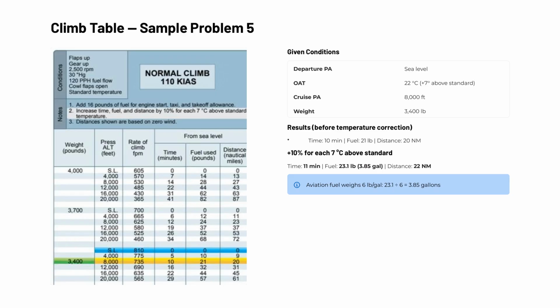One final conversion worth noting, aviation fuel weighs approximately 6 pounds per gallon, so dividing 23.1 pounds by 6 gives us 3.85 gallons. You'll need this conversion anytime your fuel planning is done in gallons rather than pounds. Always apply the temperature correction before converting units.